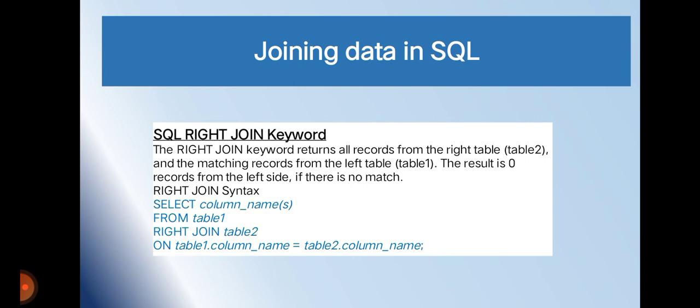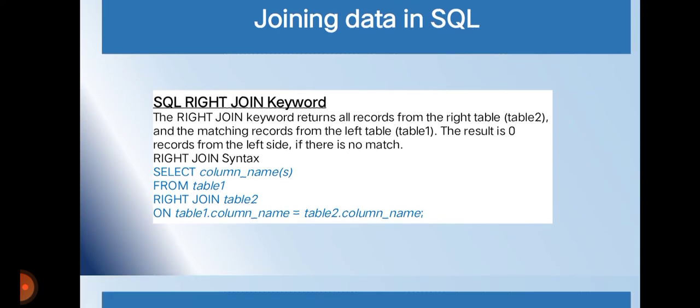Now SQL right join. Right join is same as left join, but the right join keyword returns all records from the right table instead of left table, and the matching records from the left table. The result is 0 records from the left table as we have discussed earlier. So the right join syntax contains select column names from table 1 and we have to right join on the table 2, on table 1 column name equals table 2 column name, same as left join.